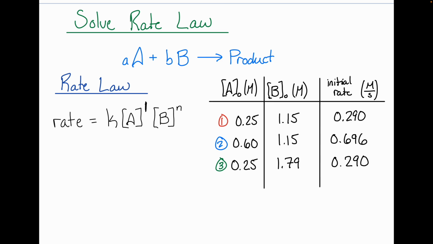All right, so we got to be strategic about which two data points we pick. Which two data points am I going to pick here? 1 and 3, right? So now I need that concentration of B to be changing, but that concentration of A to remain the same.